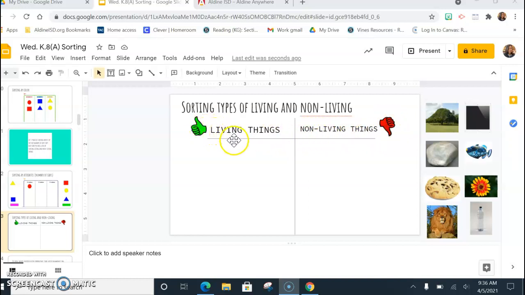Something to remember, living things need certain things to survive, okay? Non-living things don't need anything to survive. So remember that. Living things need food, water, air, and shelter or space. Non-living things, they don't need anything because they don't need to stay alive and survive. Okay, make sure you do your best.